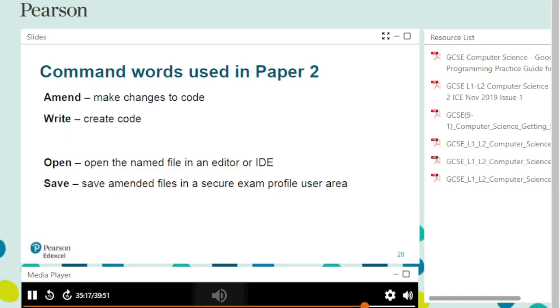Paper 2 uses just two command words, amend and write. Amend requires candidates to make changes to a piece of code, for example, by amending a program so that it performs differently in order to correct an error. It also includes adding to code, deleting from code, or arranging lines of existing code. Write requires candidates to create program code. While not strictly speaking command words, open and save also direct students to do something, i.e. open the named file in their IDE of choice, and save their work in their secure exam profile user area.